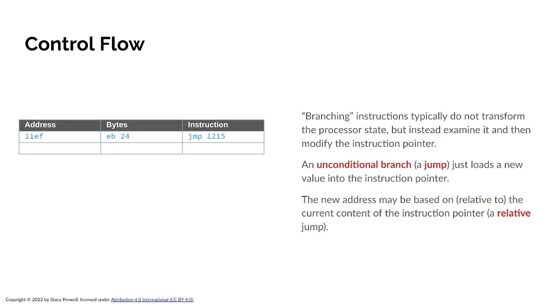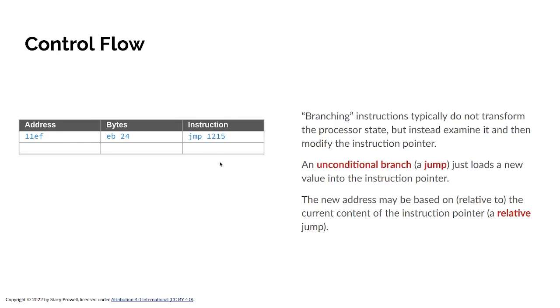Another kind of instruction is a branch. So here at address 11EF hex, we have a 2-byte instruction, EB24 hex, and the instruction is jump to 1215 hex. JMP is an unconditional jump. You can think of this as saying, I want to load this value, 1215, directly into RIP. That means the next fetch will happen there, and it will decode and so on. I'll just point the processor there. That's what the jump instruction does.